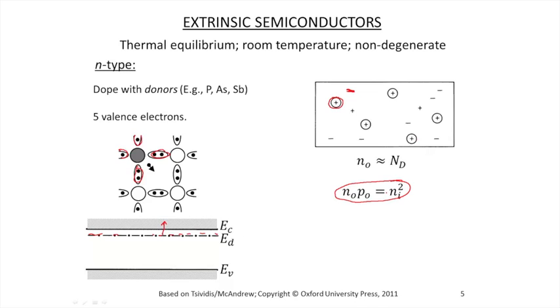So from these two equations, we can find the hole concentration, and it is given approximately by this formula. And this assumes, of course, that every donor atom has been ionized and has contributed 1 electron to the structure. And this approximation holds at room temperature.